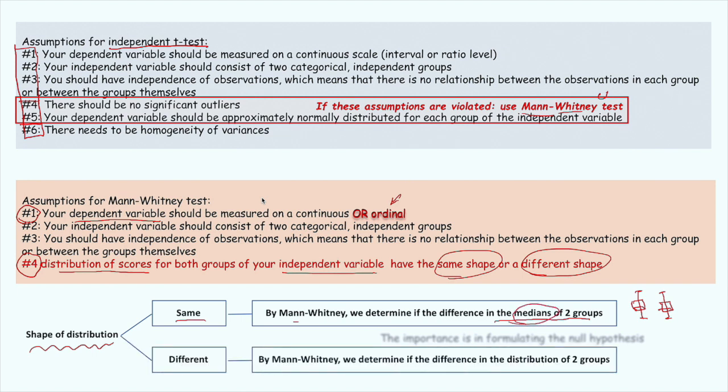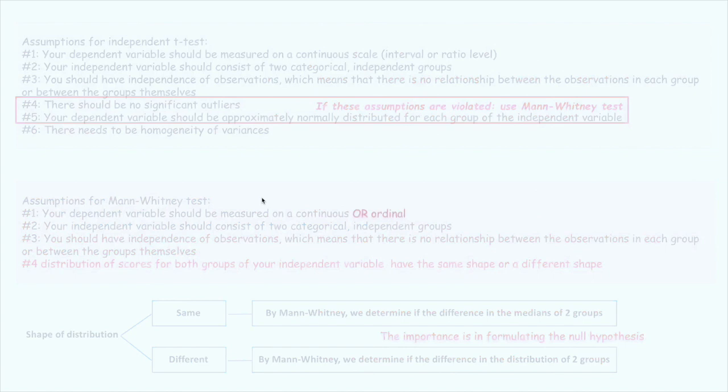But if the shapes are different, if you have, for example, box plots far from each other, then by Mann-Whitney you are actually determining the difference in the distribution. So as I said, the importance is in formulating the null hypothesis. Here you should explain that we find, for example, a significant difference in the distribution of the two groups, not the median anymore. So let's see how we can do it with the same example that we had for fear of statistics on day 1.